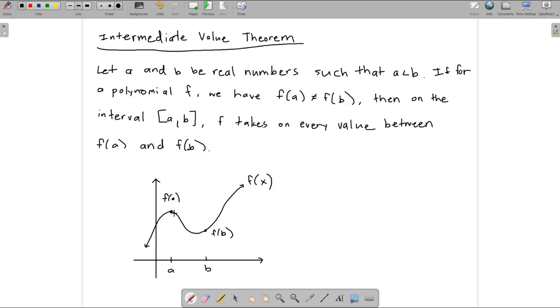And since our function f is continuous, like it has no breaks in it, remember we talked about that, all this says is that f takes on every value between f of a and f of b. So there's always going to be, like, say that this is some value between f of a and f of b, there's going to be some x value where that happens.